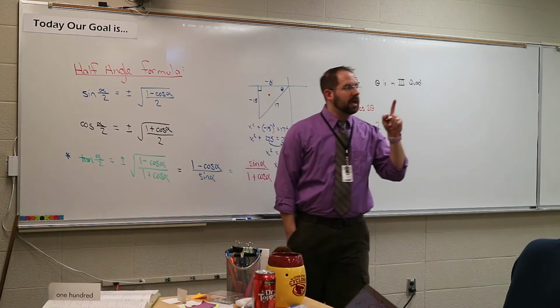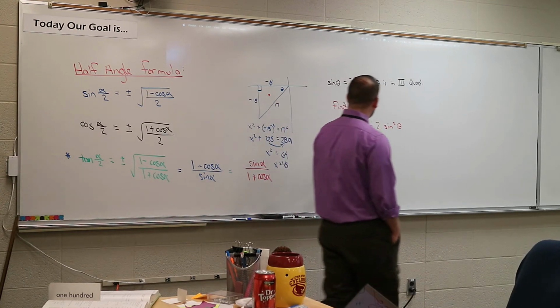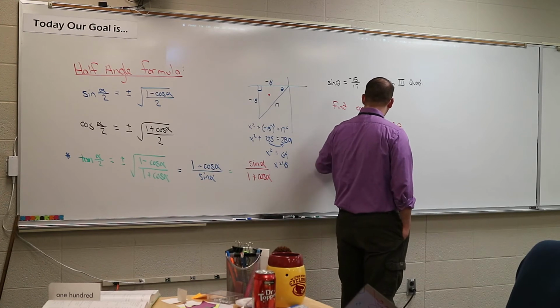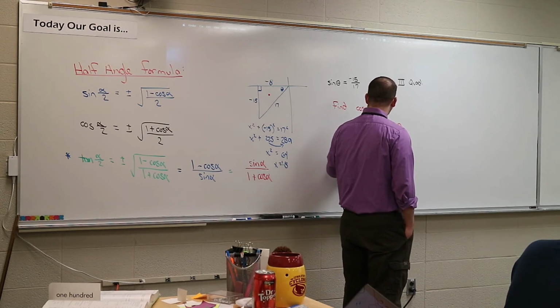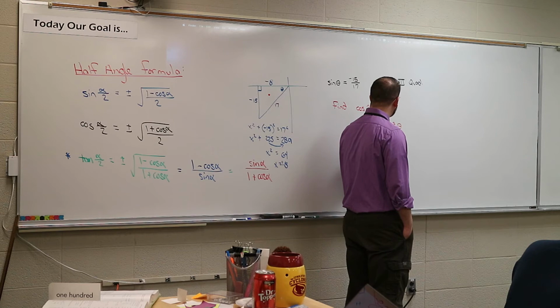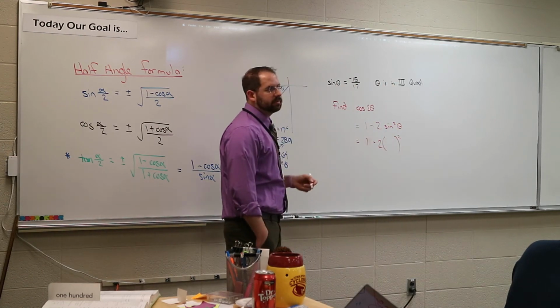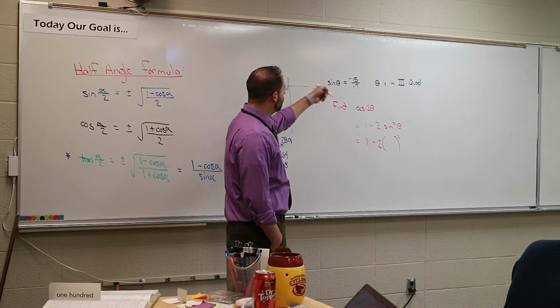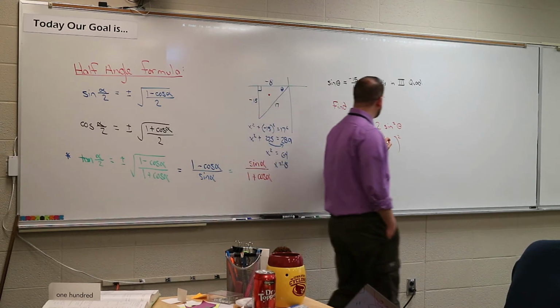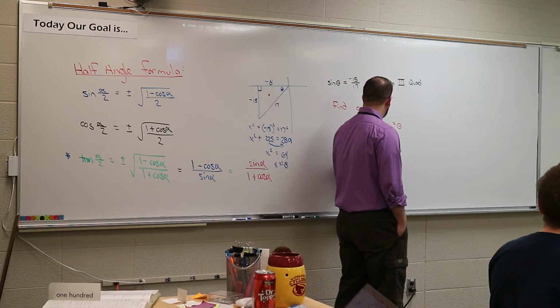Okay. Now, if we're doing that, this is what it's literally asking for. 1 minus 2 times whatever sine is, and you're going to square that number. Here's the beauty of it. We already know what sine is. What was the sine of theta? Negative 15 over 17. I could plug that in, and I can use it.